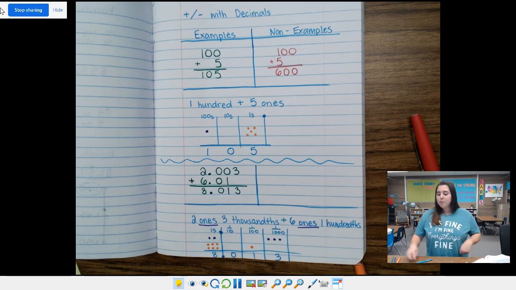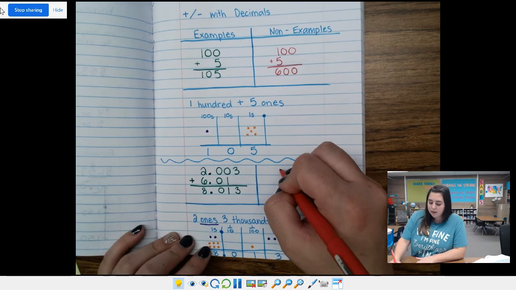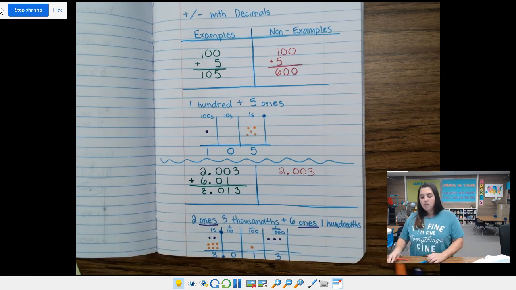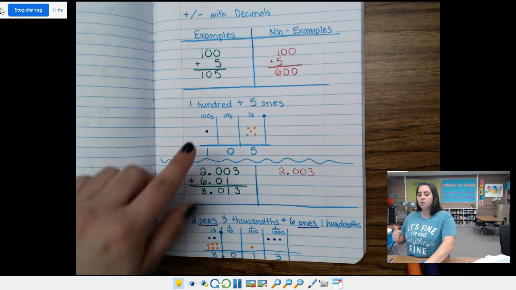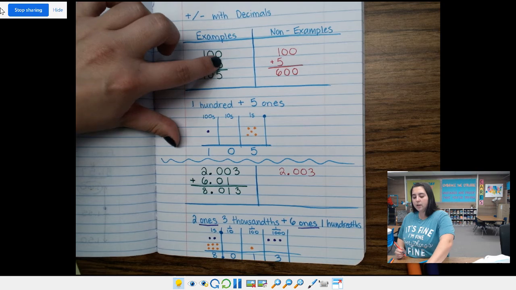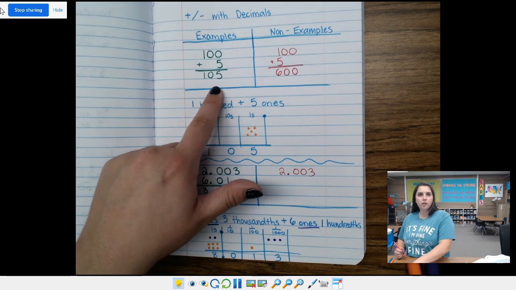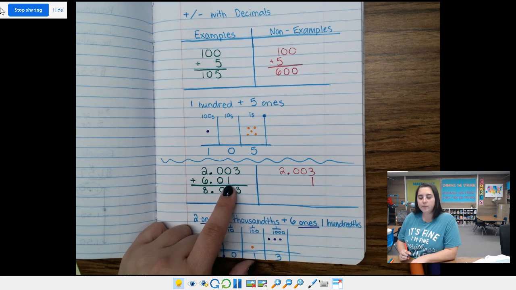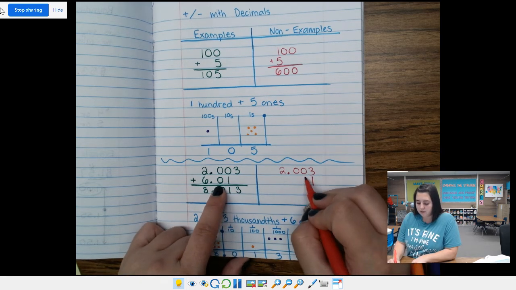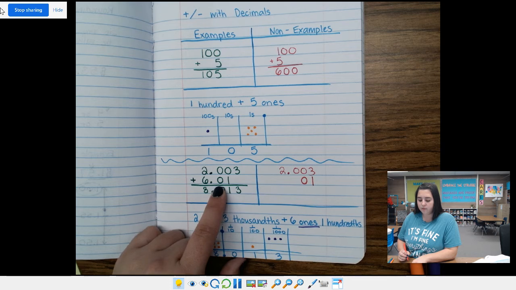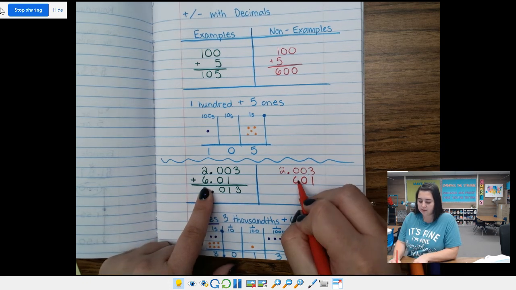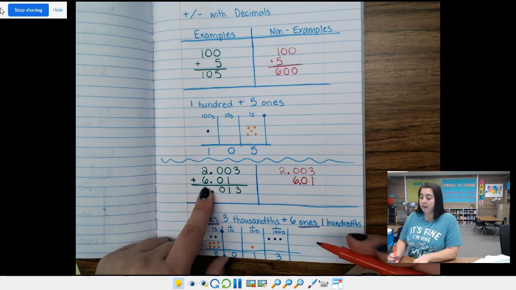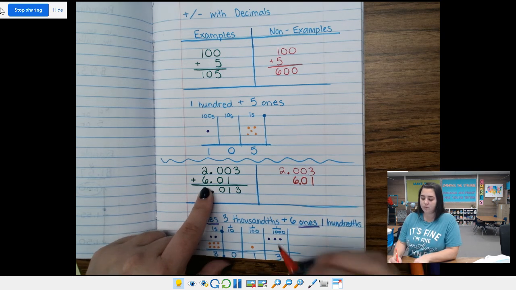So my non-example for this time, I want you to rewrite your 2.003. But this time I want you to line up your numbers just like we did on this first one, where they're lined up on the right. So I'm going to start over here. This is going to be my 1. The 0 is going to go underneath that first 0. And then the 6 is going to go underneath the second 0. And then don't forget the decimal. I'm using red because this is not what we do.